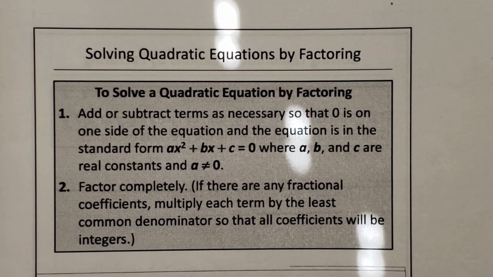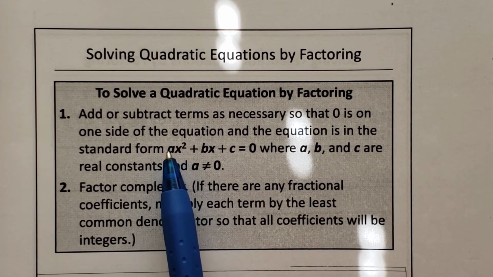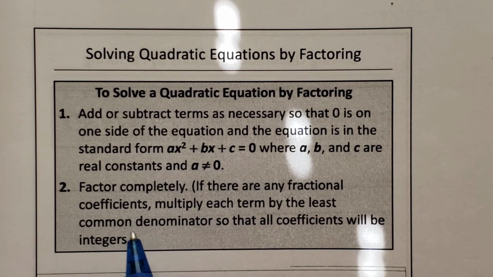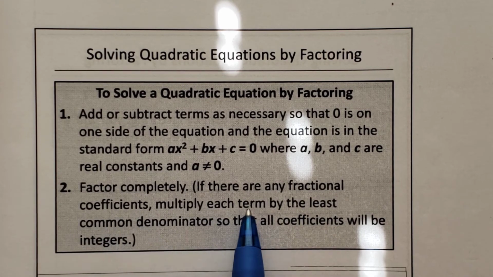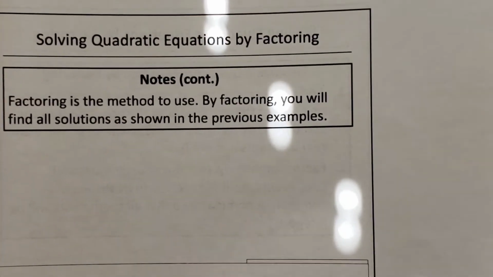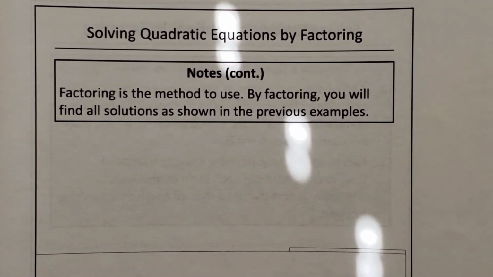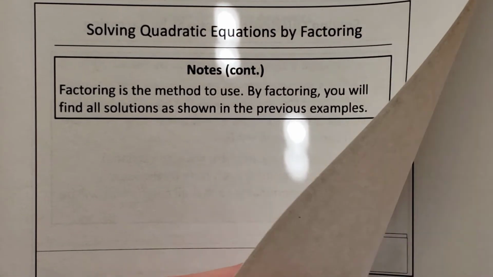All right, when you're solving quadratic equations by factoring, you're going to add or subtract terms as necessary so that 0 is on one side of the equation and the rest of the equation is in this form, ax squared plus bx plus c. So this is a, b is always multiplied by x, and c is always your constant. You're going to factor completely. If there are any fractional coefficients, multiply each term by the least common denominator. Okay, we won't worry about that. We're not going to get into that, I don't believe. All right, this note says factoring is the method to use. By factoring, you will find all solutions as shown in our previous examples.